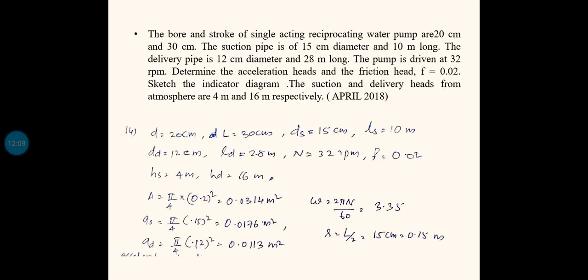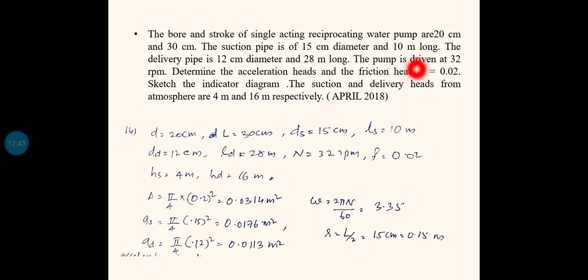Now, we will see a university problem. The bore and stroke of a single acting reciprocating water pump are 20 cm and 30 cm. Since bore diameter is given, we can calculate the area of the cylinder using pi by 4 d squared. Stroke length L is equal to 30 cm. With that, you can calculate the crank radius R, L by 2. The suction pipe is 15 cm diameter, d_s is 15 cm, and l_s is 10 meter. The delivery pipe is 12 cm diameter, that means d_d is 12 cm and l_d is 28 meter.